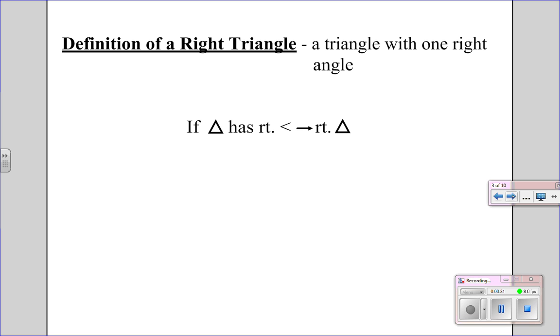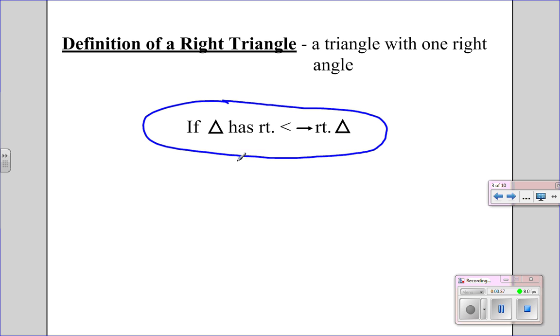All right, so the definition of a right triangle is a triangle with one right angle. What you need to know for proofs especially is if a triangle has a right angle, then it's a right triangle. That's what you use as your reasoning in the proof.